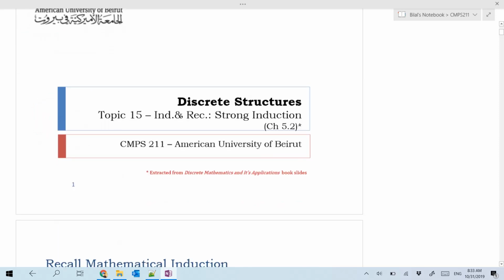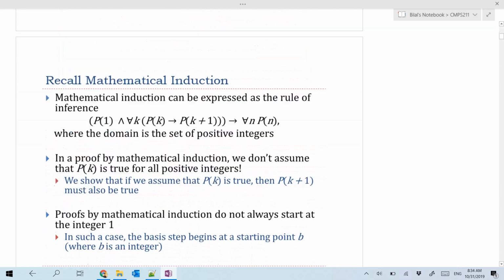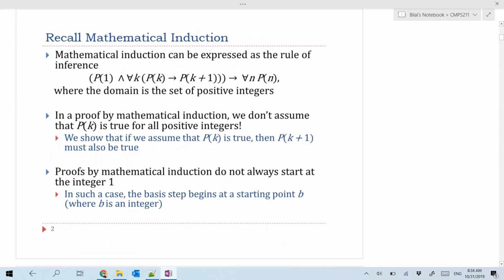So the idea with strong induction can be summarized in a radical difference with this logical formula. In this logical formula, we're stating that a certain property is true for a base case B, typically 1, and that for every k, if the property is true for k, then it's necessarily true for k plus 1.